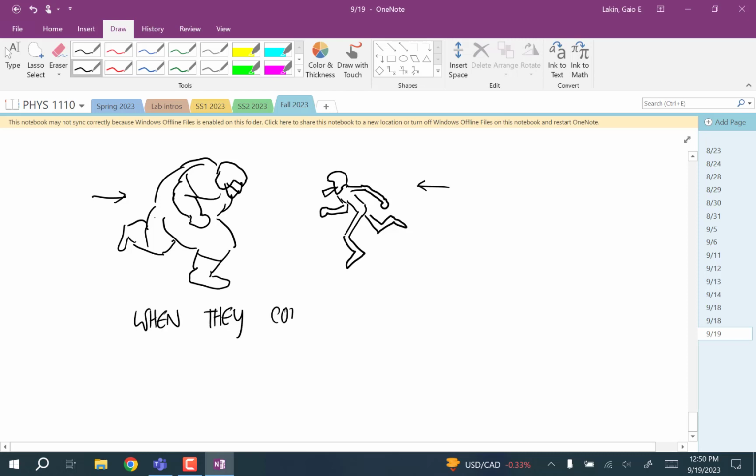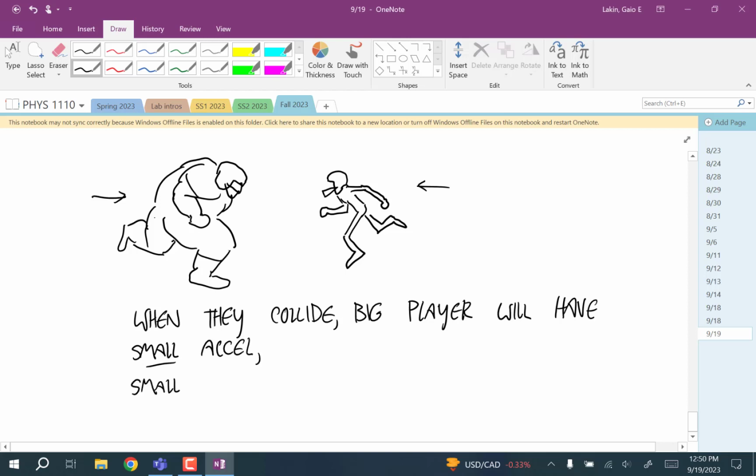So when they collide, the big player will have a small acceleration. The small player will have a big acceleration.